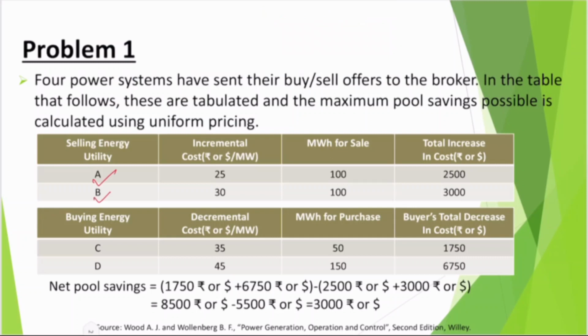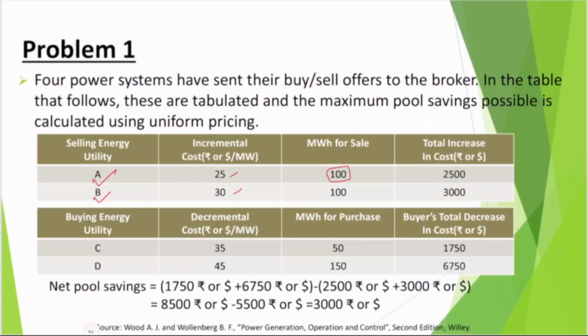are the utilities willing to sell their energy with an incremental price of 25 and 30 rupees or dollars per megawatt. They are also willing to sell a block of 100 megawatt hour, and you could easily say that once someone is selling 100 megawatt hour at a cost of 25, they are expecting rupees 2,500 to be paid if chosen by the pool. Similarly for B, they are expecting rupees or dollars 3,000 if their bidding is accepted by the pool.